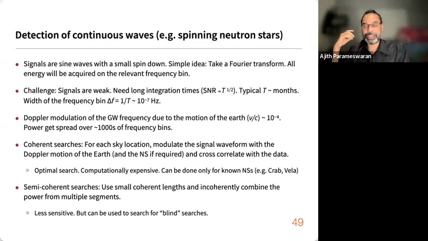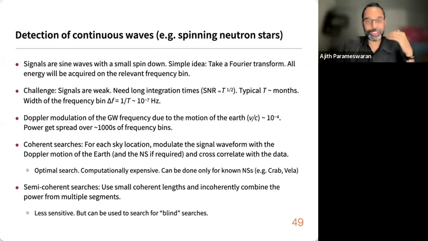If you have only a pure sine wave, the best way to detect that signal is to compute a Fourier transform of the data. You take a very long segment, like one year of data, and compute one Fourier transform. And if there is a signal at 100 hertz, you would see a peak in the Fourier transform.